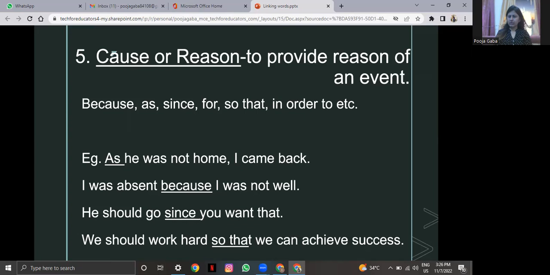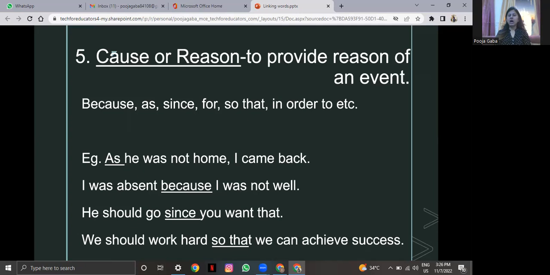Now here you have to understand, students, as can be used in the beginning of a sentence, but because cannot come in the beginning. Because will always come in the middle of the sentence only. So they are providing the same effect only. He should go since you want that. So why should he go? Because you want that. So since is also giving the same reason.